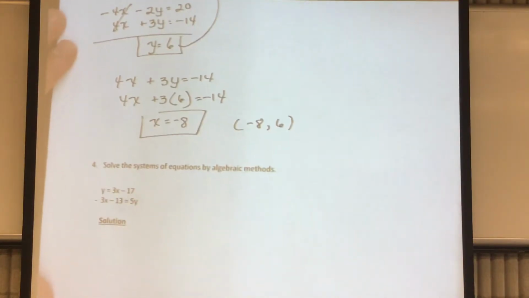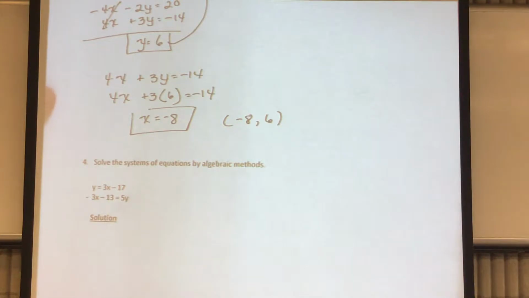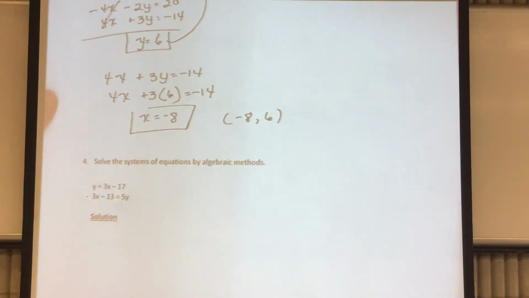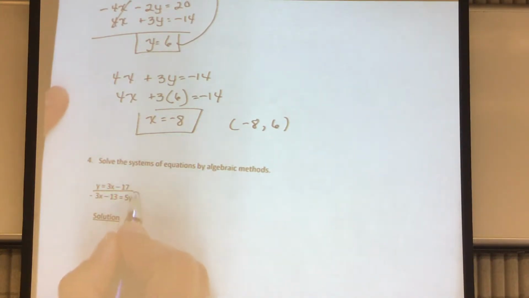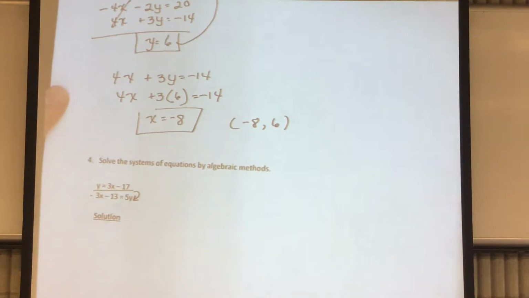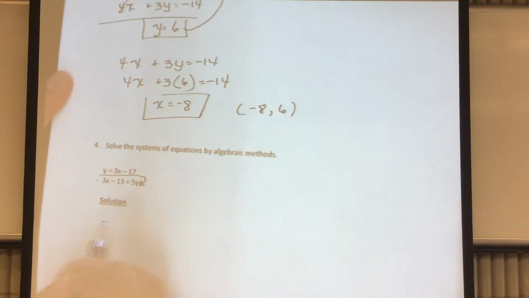Problem number 4, solve the system of equations by an algebraic method. And here I am going to use the substitution method to solve this equation. So I'm going to substitute this first equation into my second equation where the y is. So I have negative 3x minus 13 is equal to 5y. So let's substitute that first equation into the second.